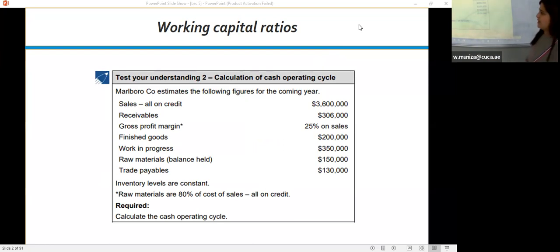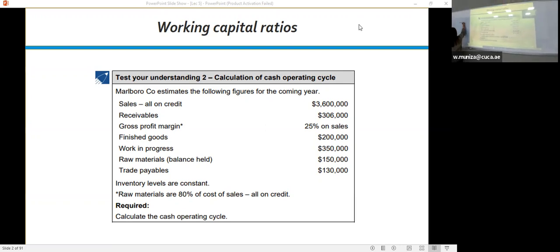Now, in our last lecture, we discussed the calculation of the operating cycle. Do you remember? Yes. So how do we calculate the cash operating cycle? There is a formula for that. The cash operating cycle is equal to, how do we calculate it? If we have receivables, we are going to calculate the receivables collection period. If we have inventory, we are going to calculate the inventory holding period.